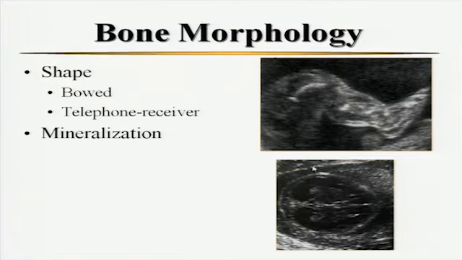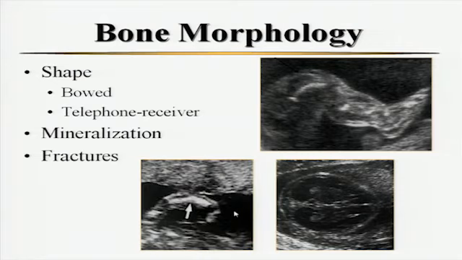Or look at the skull. Does anybody think that skull looks normal? Look how hypomineralized that is. Are there any fractures that I can see? And with fractures, you tend to get a little beading in the bone, especially on the ribs, where it's a healed fracture.